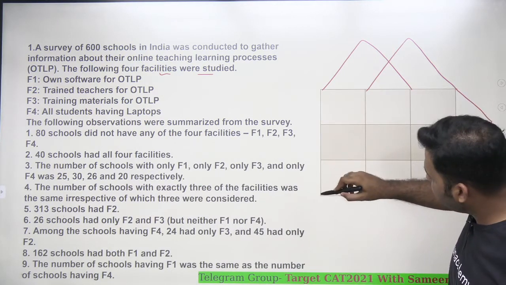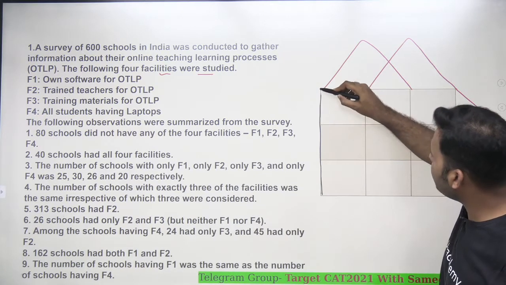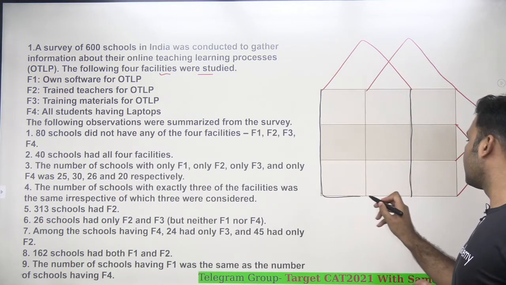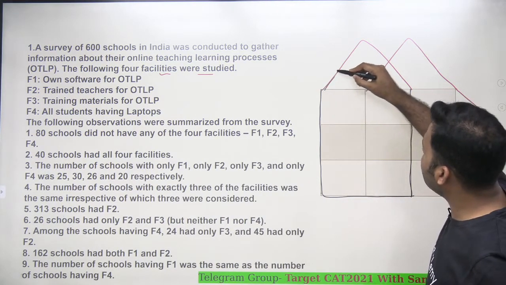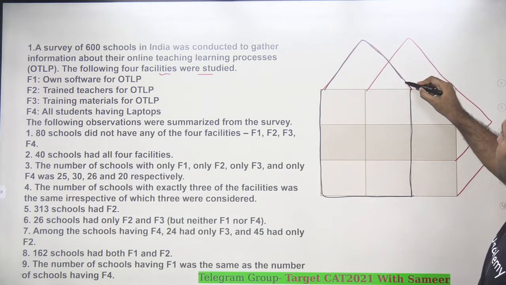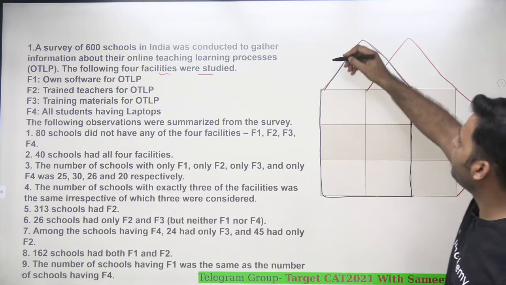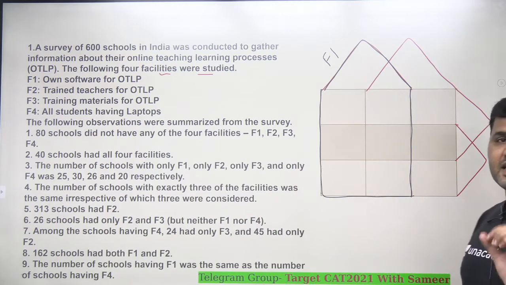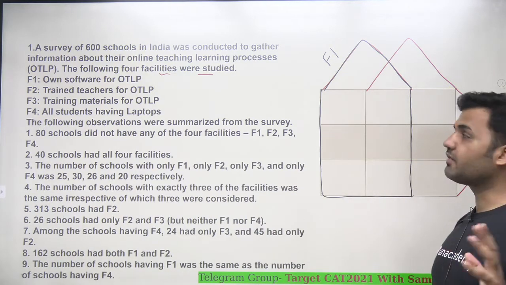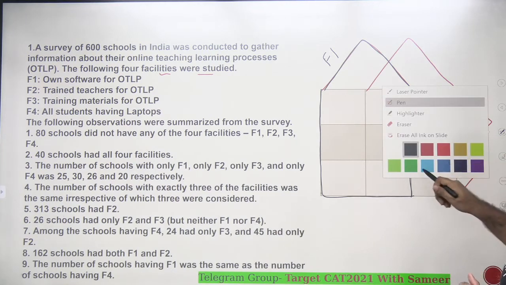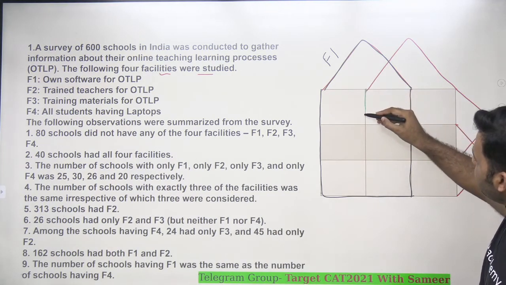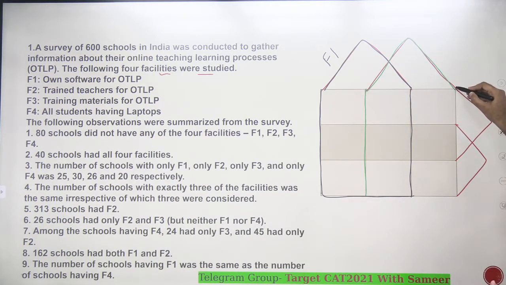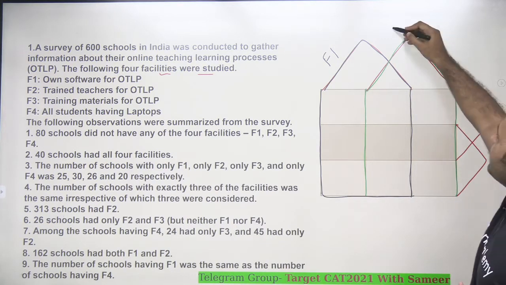Let's say this is your set A, which I am showing with a black color. This whole set is your set with the schools having the facility F1. So write down F1 here. Second set is trained teachers for OTLP. That is the second set that you need to define, schools having the facility F2. So you need to define one more set. Let's say this is our F2. This green set is F2, right? So this is our set F2.